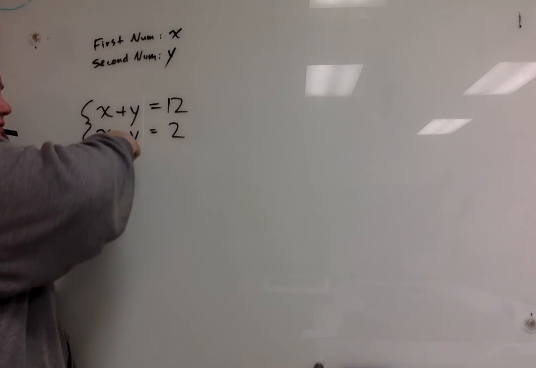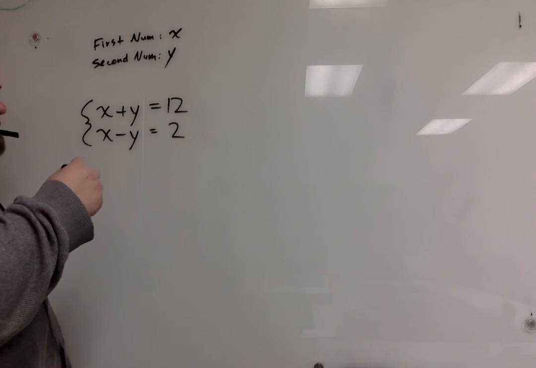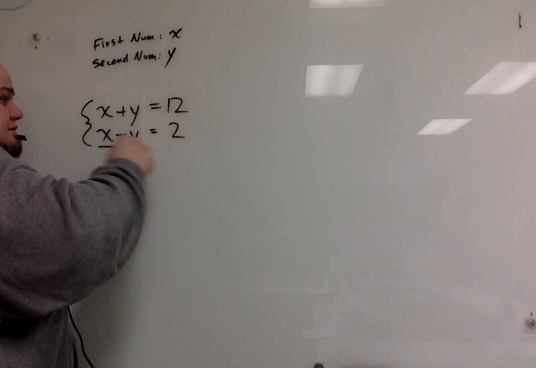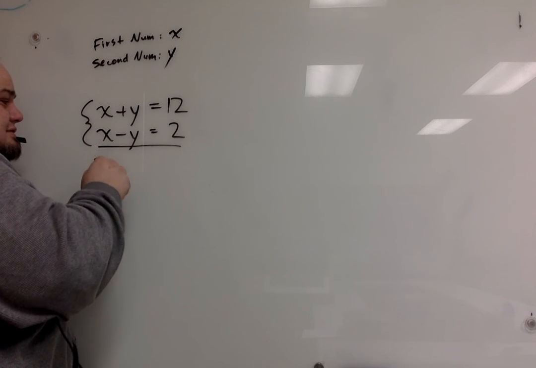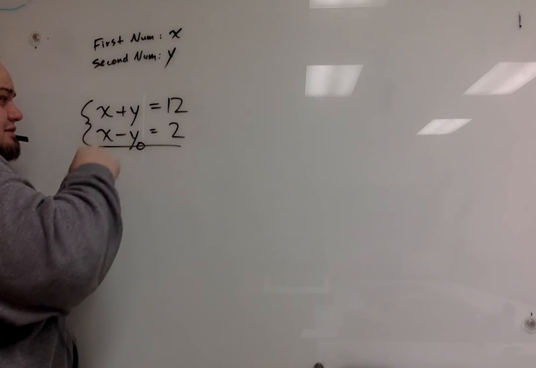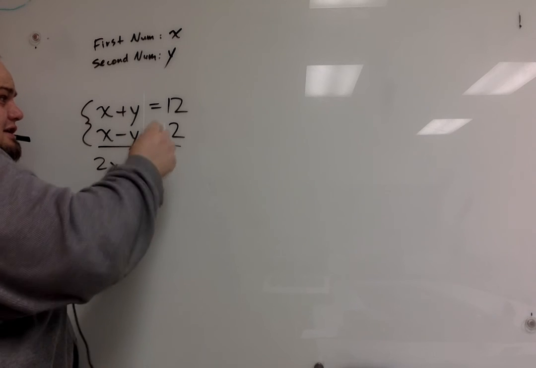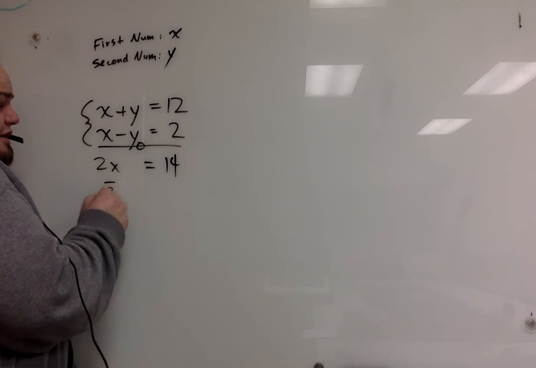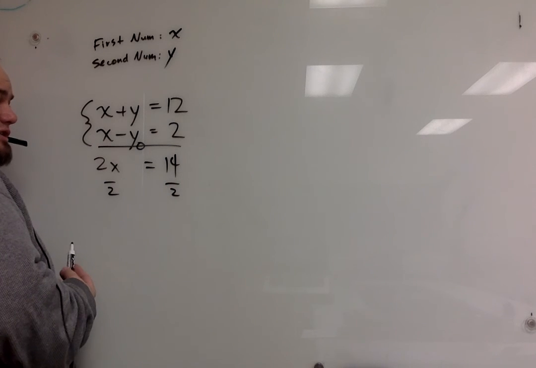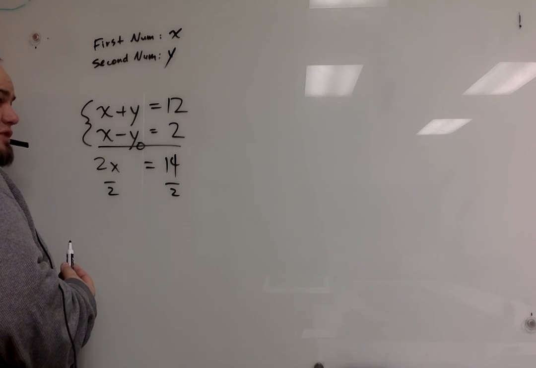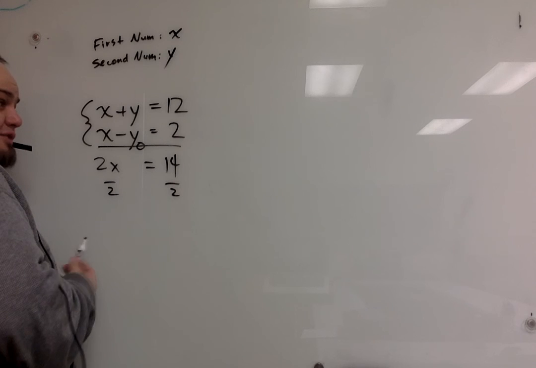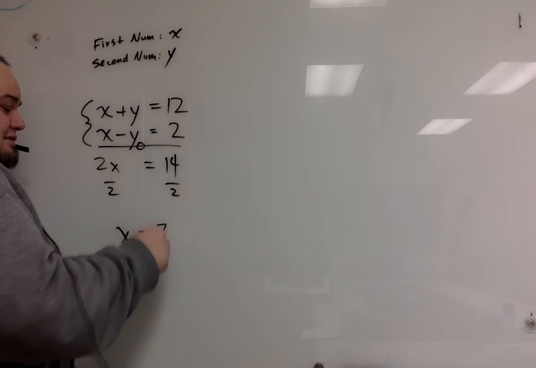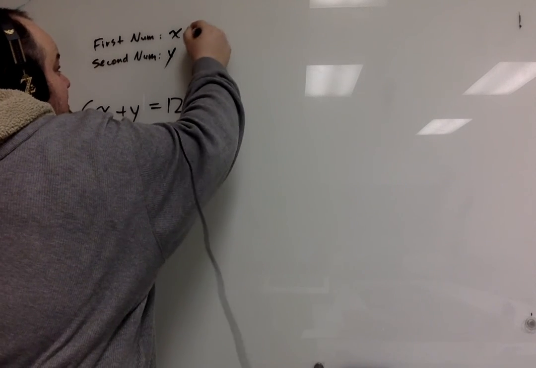Since these are already opposites, this one's pretty straightforward as far as setting up the elimination method. We get 2x, this is just 0 because these are already opposites, equals 14. And now you can already see we're going to know one of the numbers, because our next step is to solve this simple equation, 2x equals 14. Divide both sides by 2, you get x equals 7. So that means your first number is 7.